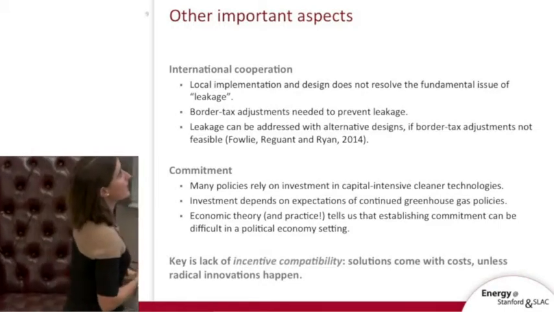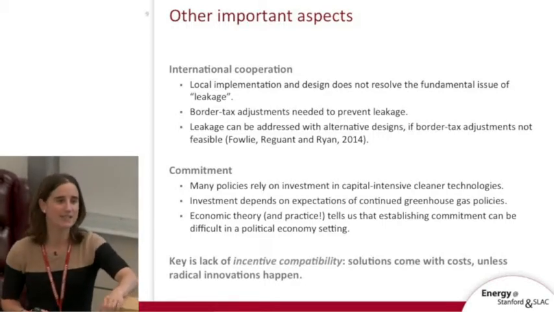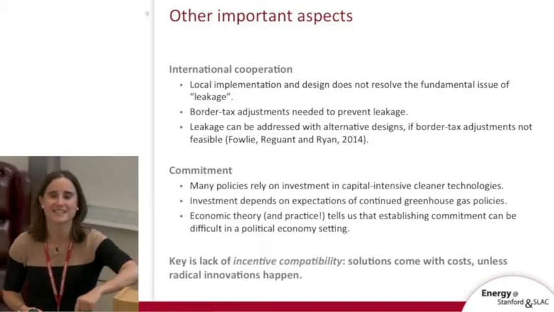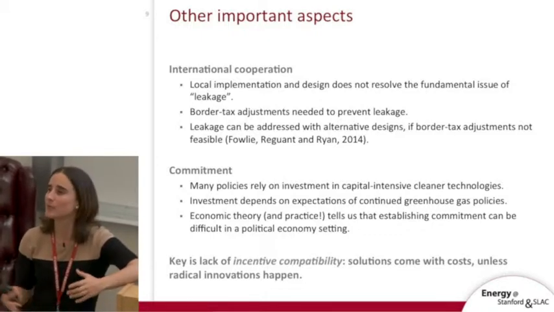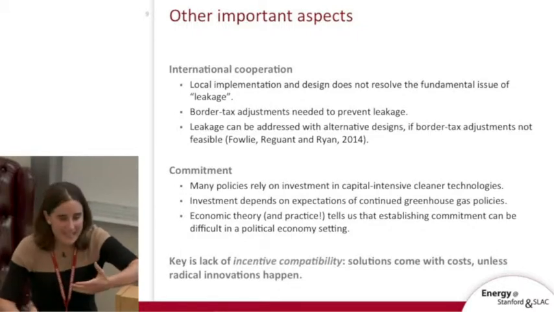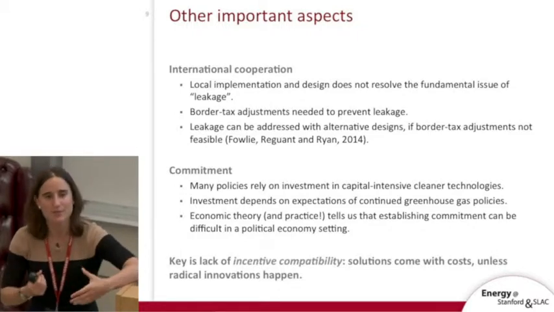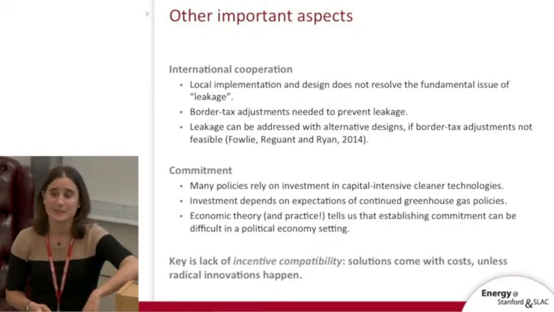So there is a way of solving some of the leakage problems with a border tax adjustment. This means that you also tax the emissions that happen abroad, at least if they are consumed, say, within California or within the US. The problem is that, again, from a legal perspective, some of these things are having a hard time being implemented. Okay.